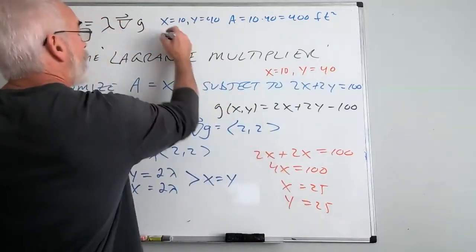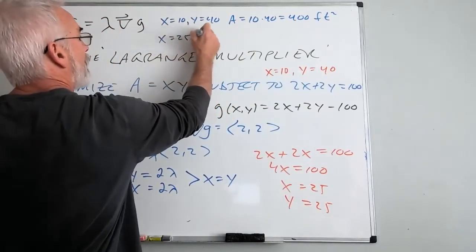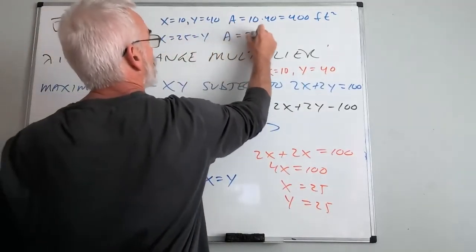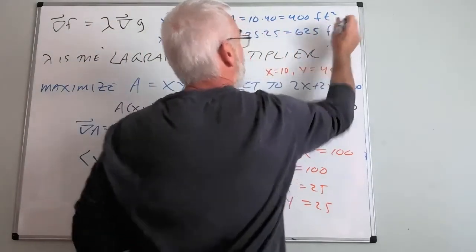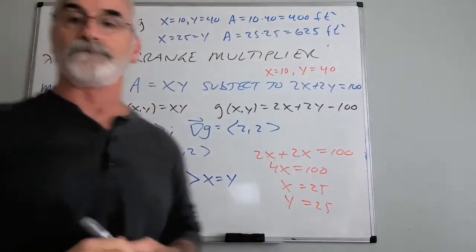The values that I found were x equals 25 equals y. So the area is 25 times 25, which is 625 square feet. Here's the nicest thing about testing.